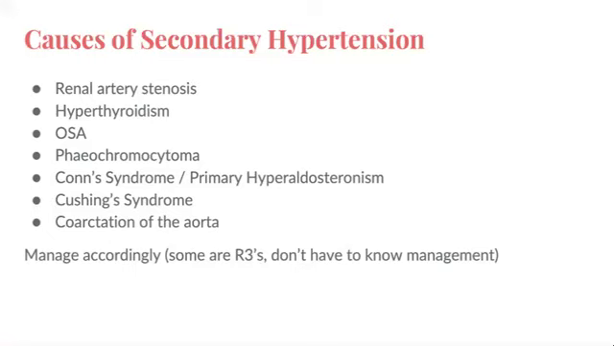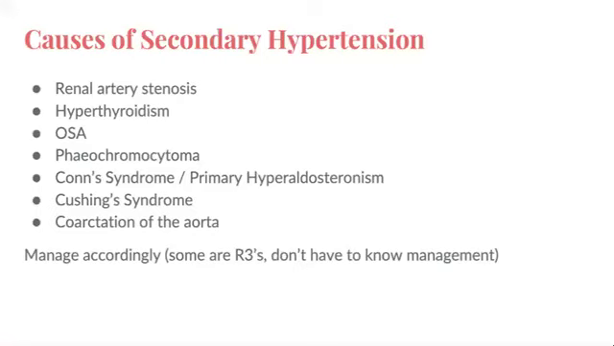Conn syndrome, or primary hyperaldosteronism, is essentially where you have too much aldosterone. It's a primary problem with the adrenal gland making too much aldosterone, and that will cause the retention of sodium, or sorry, the retention of water in the body, and that will increase the blood pressure.